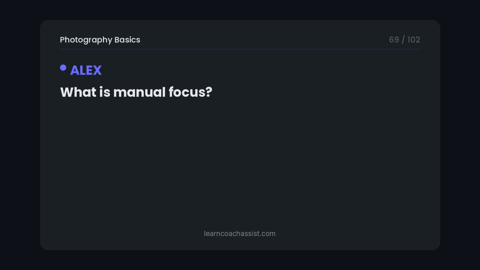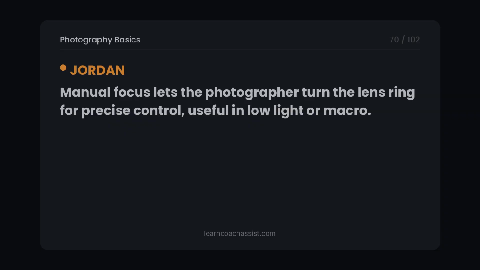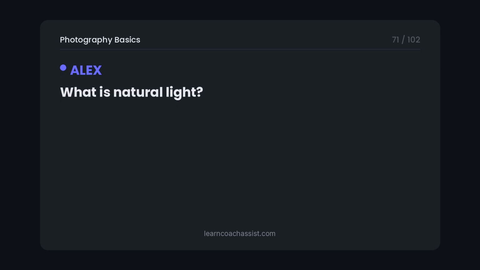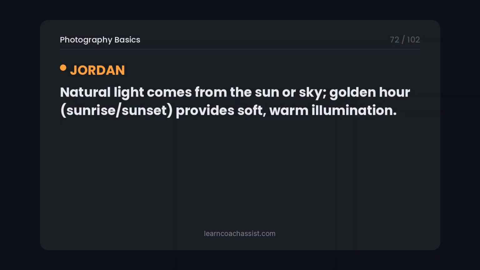What is manual focus? Manual focus lets the photographer turn the lens ring for precise control, useful in low light or macro. What is natural light? Natural light comes from the sun or sky, golden hour, sunrise/sunset, provides soft, warm illumination.